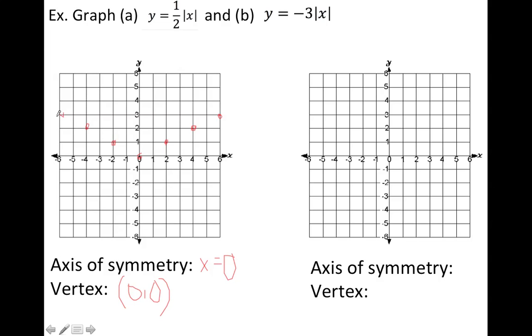Once you have all your points plotted, go ahead and connect them together. And if you notice, this is called a shrink because we're shrinking our graph or compressing it. So since, again, this is a fraction out front, this would be a vertical compression. Since it is a fraction, we have a compression. Then if we go over to B, notice again we have nothing added or subtracted, so our vertex will still stay at 0, 0. So these two are the same.